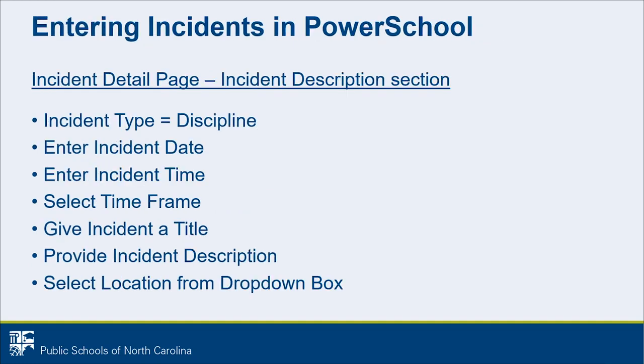So in the first few slides, I'm going to go over how to navigate to the incident detail page and what you will need to enter into the incident description section of the page once you're there, specifically how to indicate the incident type, which will always be discipline, entering the incident date, the time, selecting the time frame, the title of the incident description, and then the location. Now, all of these are required in order for you to be able to save your incident. So that's why I'm pointing them out here.